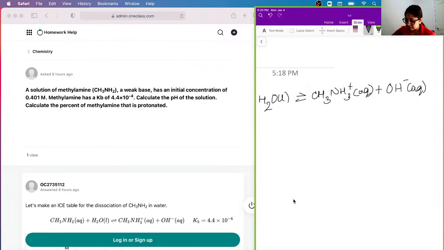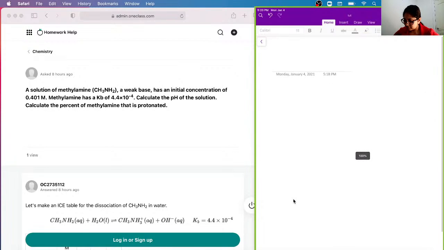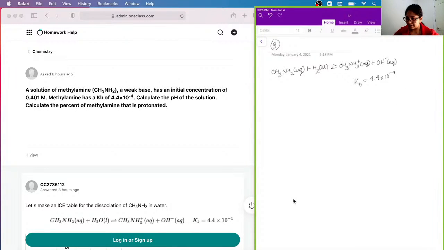And so your Kb, as noted, is given as 4.4 times 10 to the power negative 4, right? And so now what we're going to do is make an ICE table, where you have your change in concentration and equilibrium. So what you have after equilibrium and what you had initially. So if you have an ICE table, I would write this I, C, E.